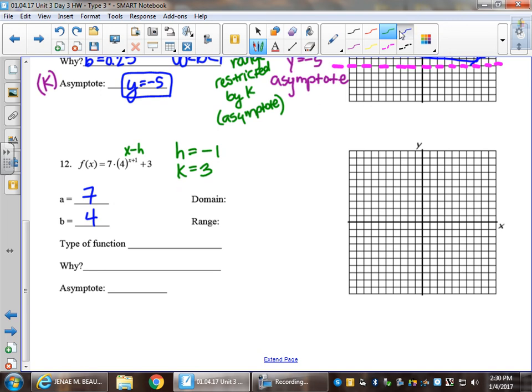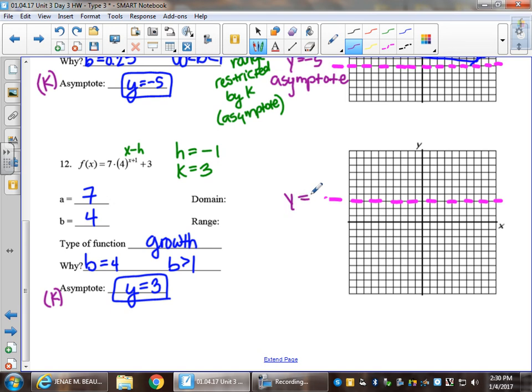Type of function. This is growth because B equals 4. And when B is greater than 1, it's growth. My asymptote comes from K. K is 3. So the equation of the asymptote is y equals 3. To graph, I go 1, 2, 3. Draw a dotted, dashed horizontal line. It's invisible, that's why it's dashed. I'm going to label it y equals 3. That's my asymptote.